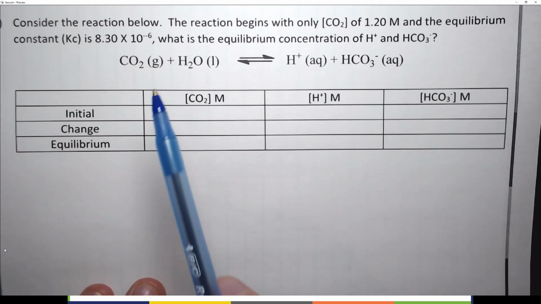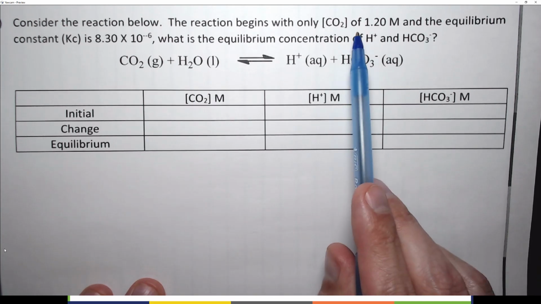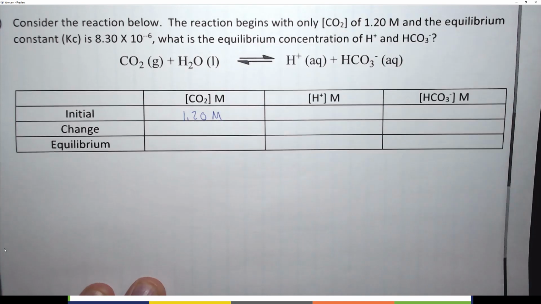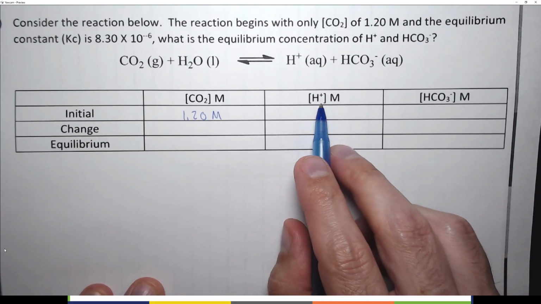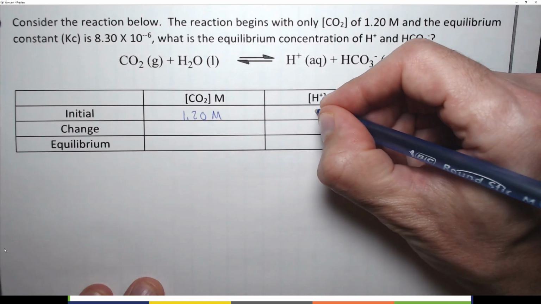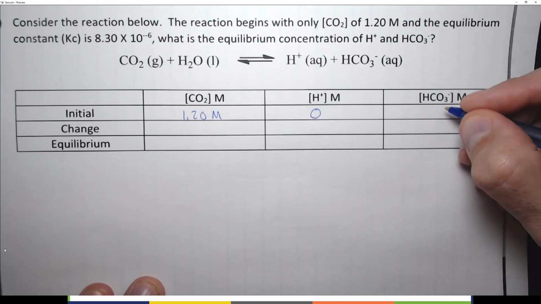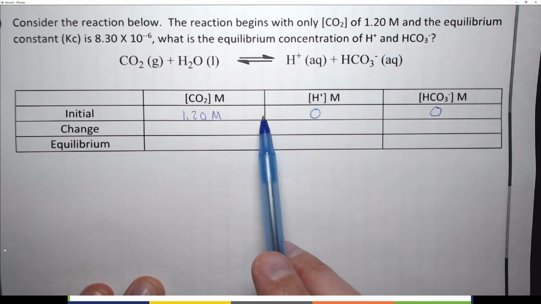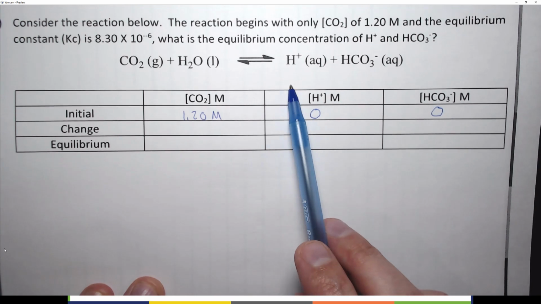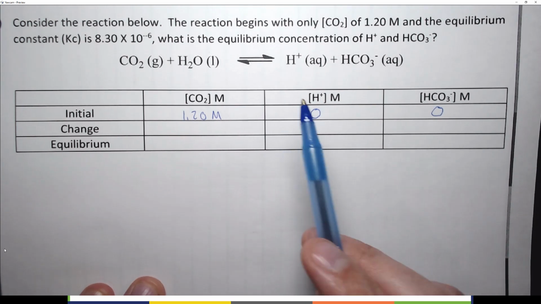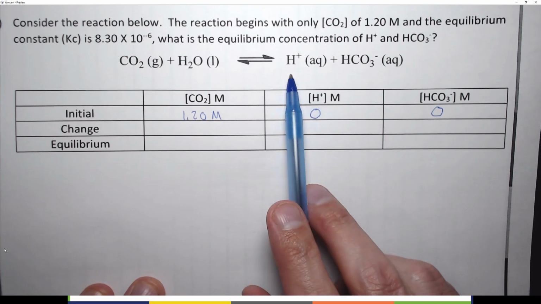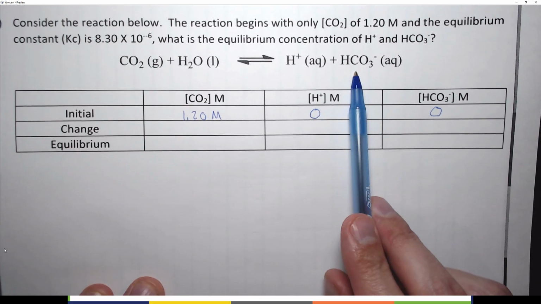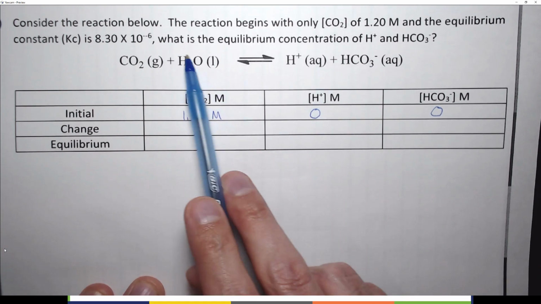Okay? So we are told the initial concentration of CO2 is 1.20 molar. The initial concentration of H plus is 0, and the initial concentration of bicarbonate is 0, because we begin with only CO2, so there are no products when we start the reaction, there's only reactants. Change. Well, in this case, we have 1-to-1 stoichiometry. We do not know how much H plus or HCO3 minus we have. That's the whole idea of this problem.